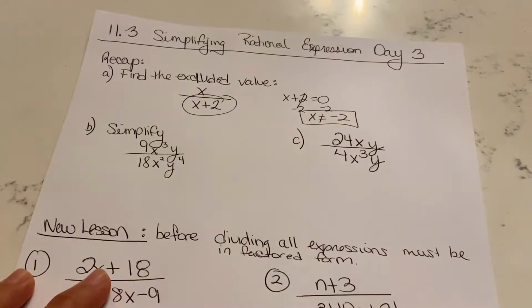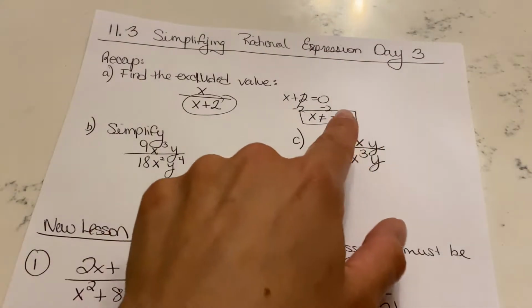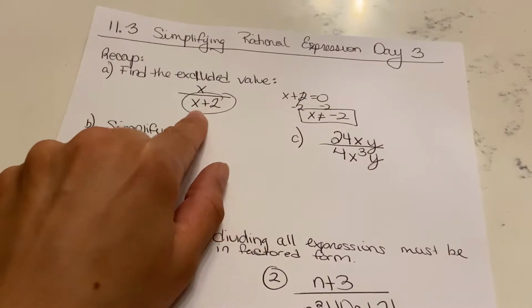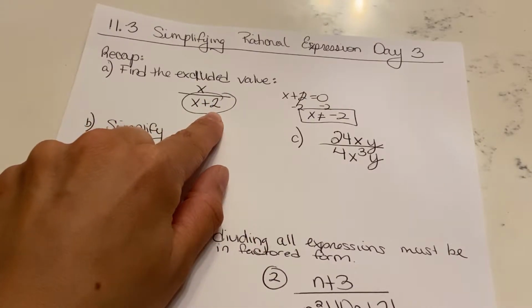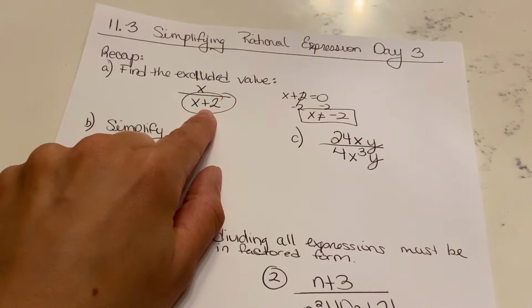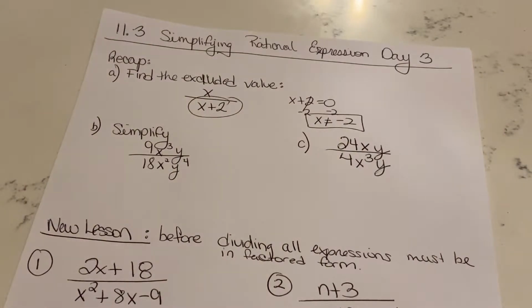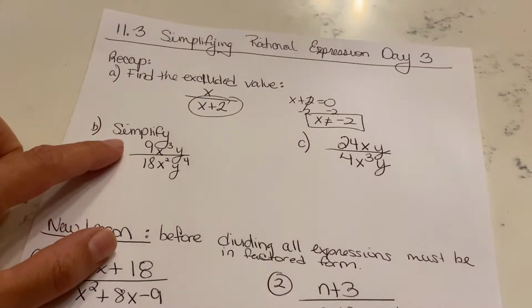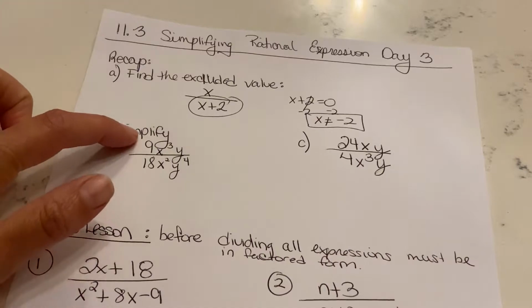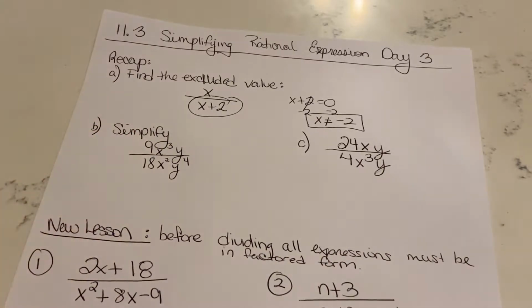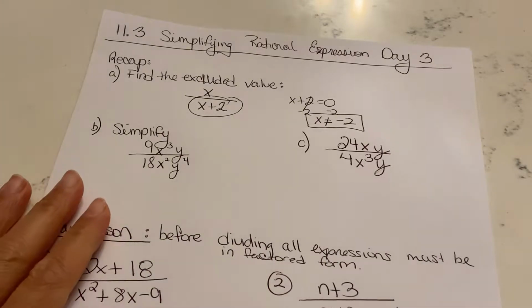So this represents my excluded value because if I plug in a -2 here, I get -2 plus 2, which is 0. And I can't have a 0 in the denominator because it will make it undefined, all right? So that is finding excluded values. Then last week, you had to simplify monomials, all right? Now, we learned this in chapter 7, but let's just recap to refresh your memory.